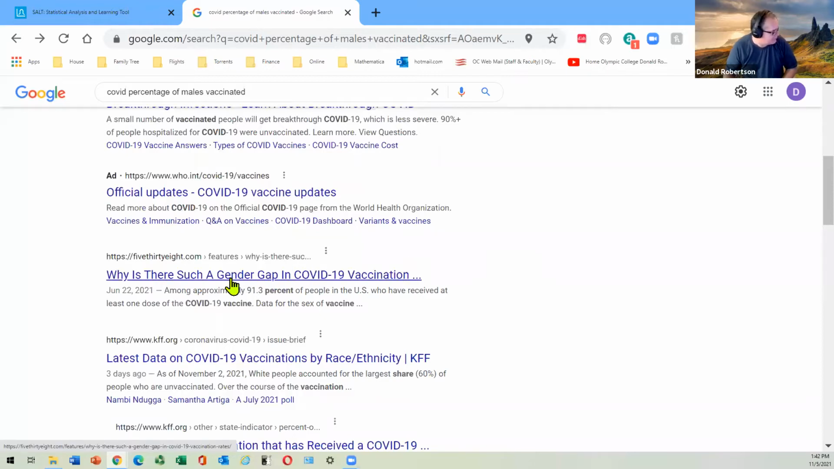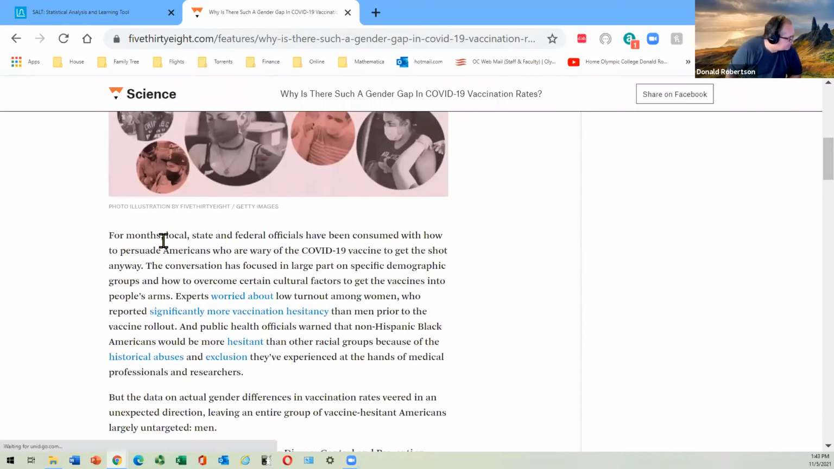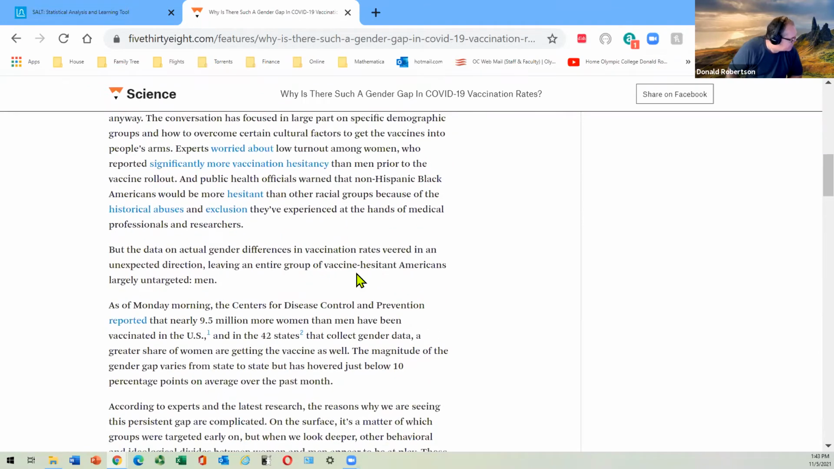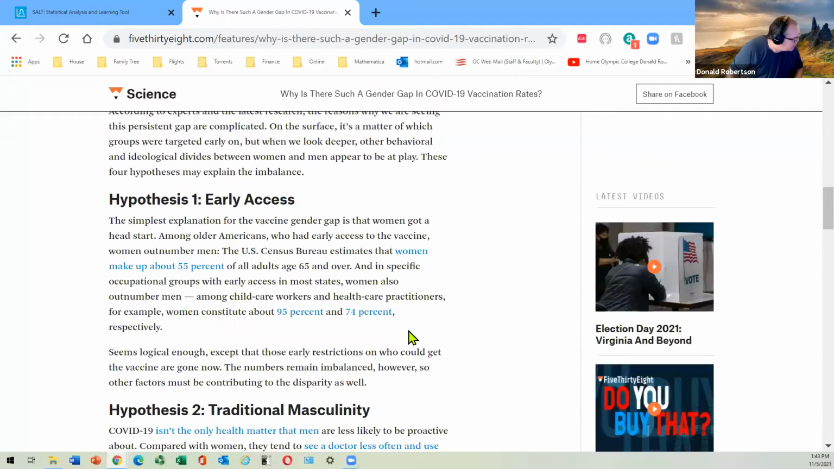Oh, here's an article. Why is there such a gender gap in COVID-19 vaccines? So evidently there is a difference. Maybe it'll give me some numbers we can use. So there is... the numbers are kind of hidden. Well, they have lots of percentages. Okay.